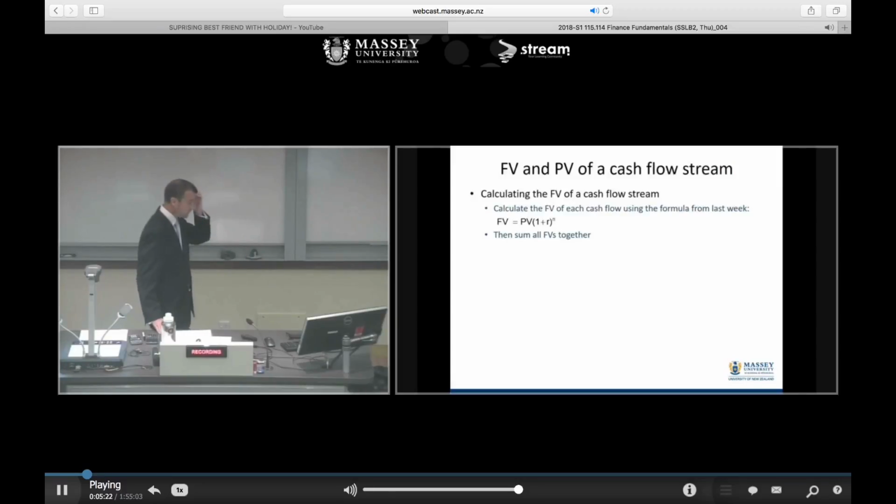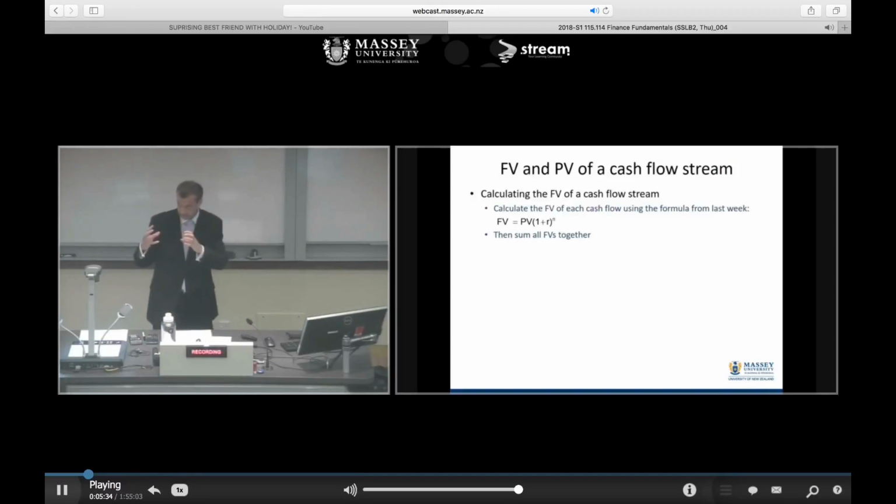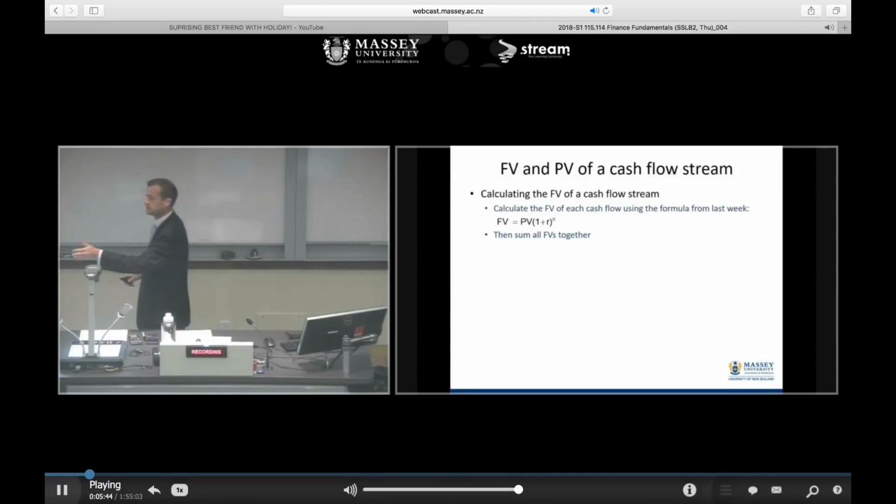To calculate the future value of a cash flow stream with more than one cash flow, we can apply last week's formula: the future value equals the present value, and then the time value of money terms, R being the interest rate and N being the year it occurs in. We do that for each of the cash flows we're looking at, and then we just add them all up.